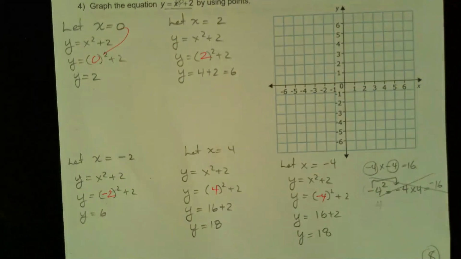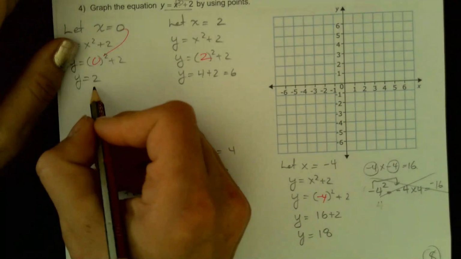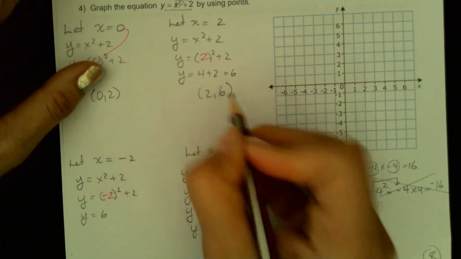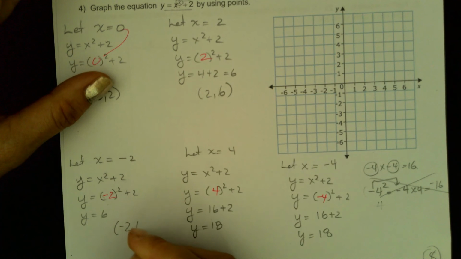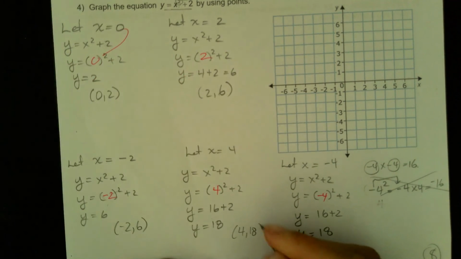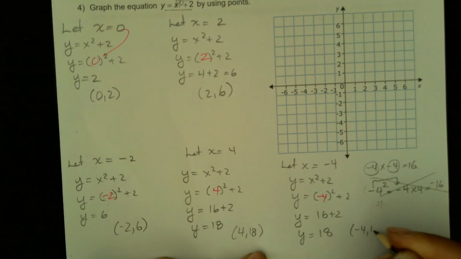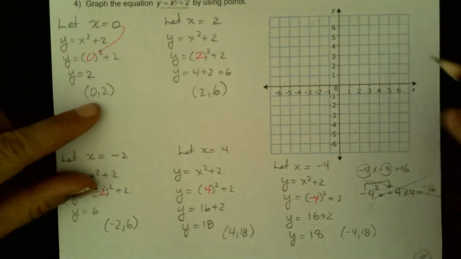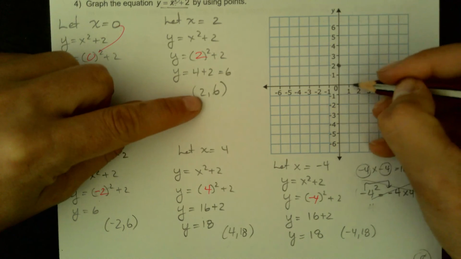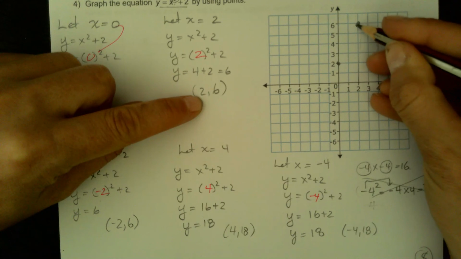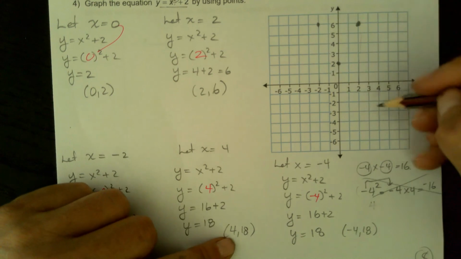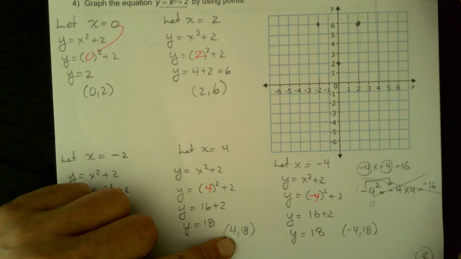Okay? So now, what are our points? So 0, 2. If x is 2, it's 6. If x is negative 2, it's 6. If x is 4, it's 18. Well, that's way off my graph. Negative 4 and 18. Okay. So if it's 0, it's 2. If it's 2, it's 6. If it's negative 2, then it's 6. If it's 4, then it's like, wow, up here, way off the page.